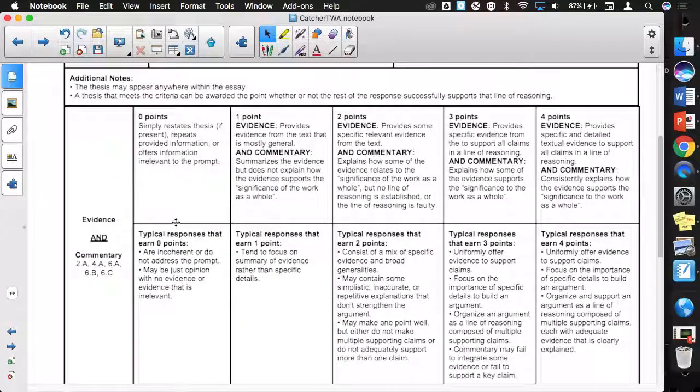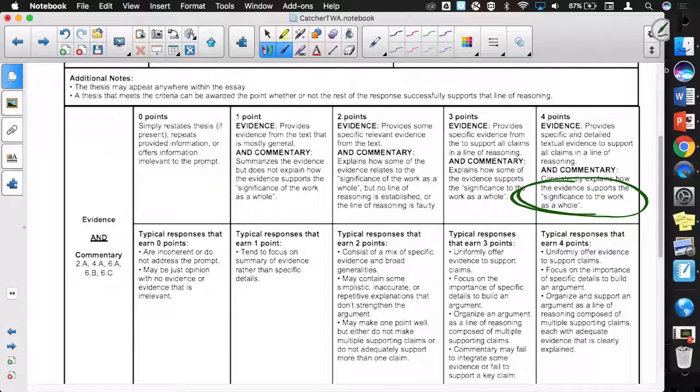One of the things that I made sure to emphasize within the evidence and commentary, really the commentary part, is that it summarizes the evidence but does not explain how the evidence supports the significance of the work as a whole. You'll see this phrase, significance of the work as a whole, show up in the prompt as well as in the rubric. So a big part of the commentary that goes along with that evidence is that you want to make sure you consistently explain how the evidence you highlight is supporting the significance to the work as a whole.